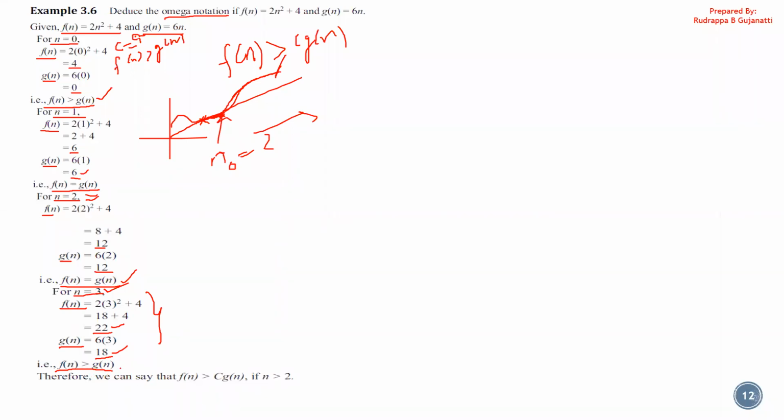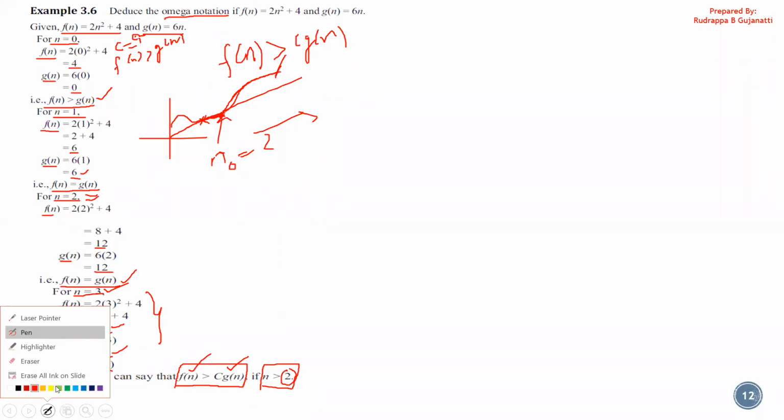So therefore, what we assume is that f of n is greater than or equal to c times g of n if n is greater than n naught, that is, n is greater than 2. If this is the case, then we specify that f of n is the omega notation of g of n. So this is with respect to the omega notation.